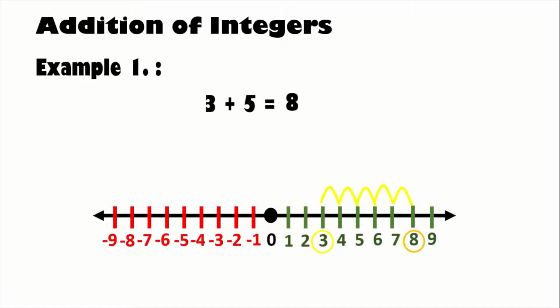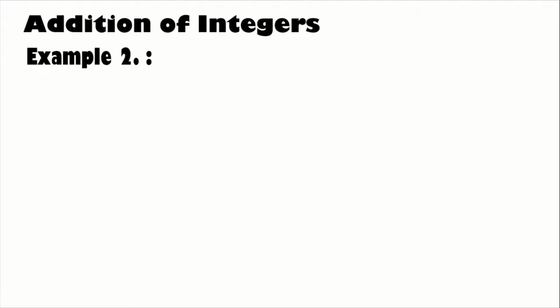And as you can see, positive 3 and positive 5 have the same signs, right? So their sum will also be a positive number. So the correct answer is positive 8. Okay? So let's move on to example number 2. Negative 5 plus positive 8 equals.